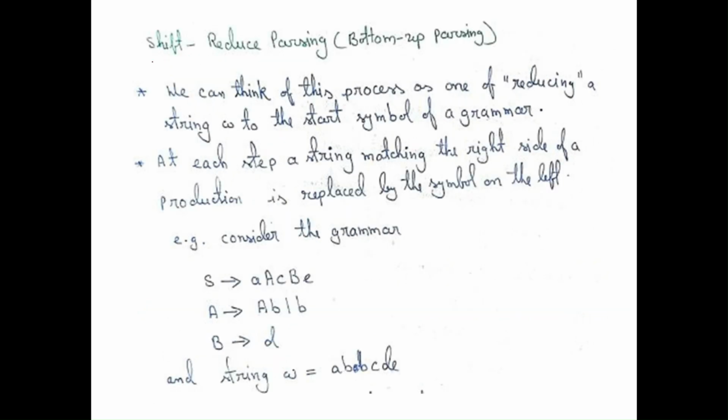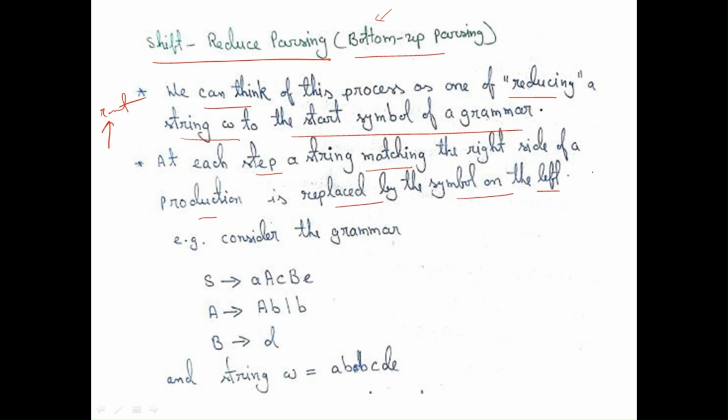Now coming on to shift reduce parsing. It is an example of what? Bottom up parsing. We can think of this process as one of reducing a string W to the start symbol of a grammar, from leaf to root. At each step, a string matching the right side of a production is replaced by the symbol on the left hand side of the production rule.